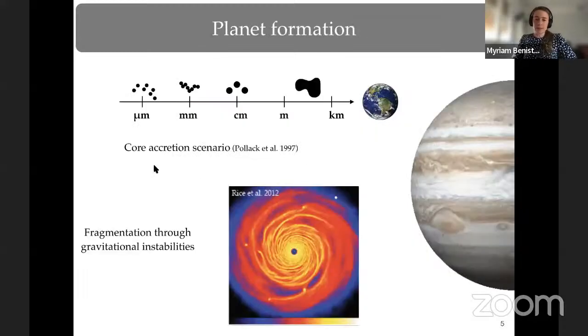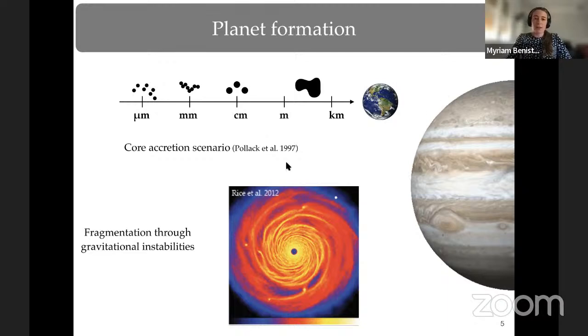So how do we form planets? There are two major scenarios. The first one is called the core accretion scenario. So we start with very small grains from the interstellar medium, and we have to basically have these grains collide and coagulate and grow to form millimeter and centimeter sized pebbles, and then these pebbles will grow again to form meter-sized bodies and up to kilometer-sized cores of planets, which could end up being a terrestrial mass planet. When the core is large enough, then you will accrete gas in the runaway process, and you will have a gas giant.